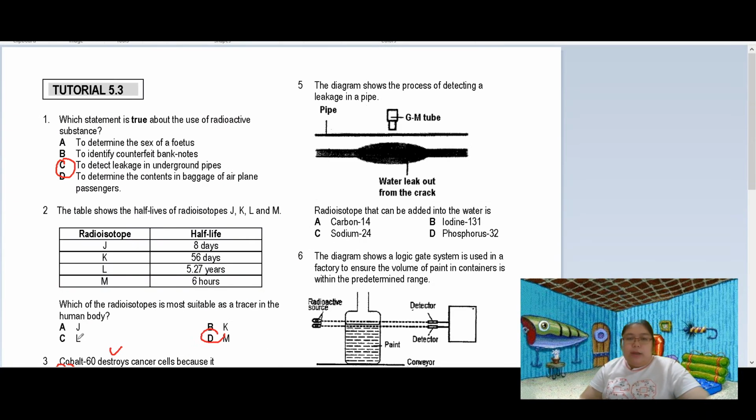Okay, now we go to number 5. Number 5 is to detect the leakage of an underground pipe. So from here they ask which radioactive source we use to detect. That's why I told you to memorize. The answer is sodium.